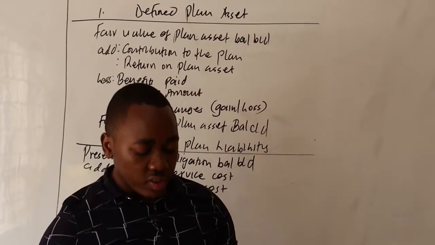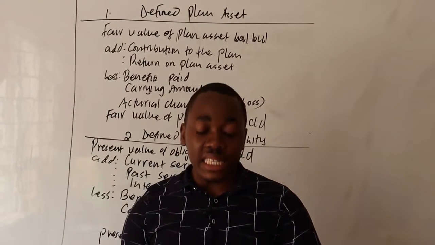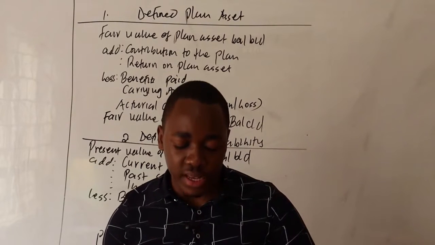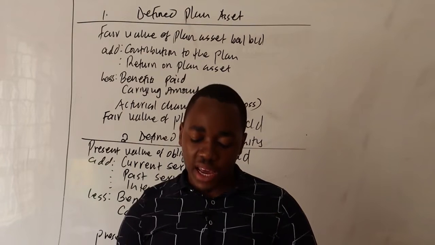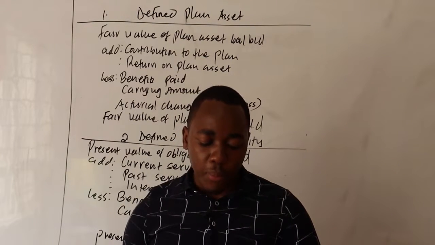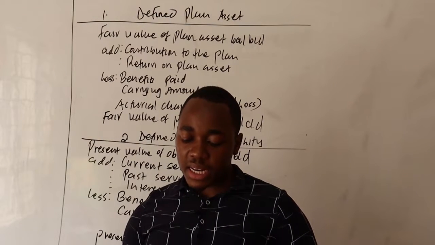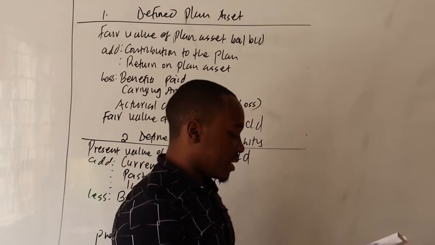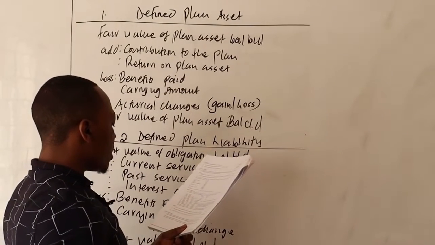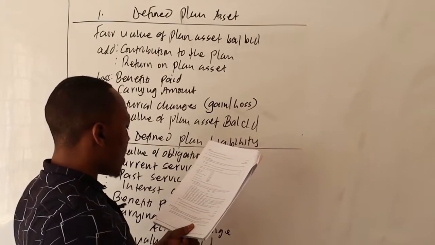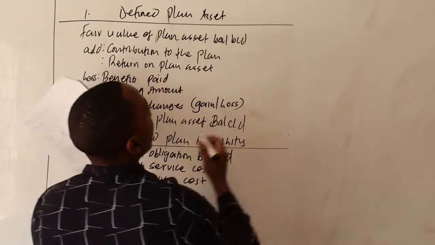And we are told that Volta Limited operates a defined retirement benefit plan for its employees. On 1st January 2014, the fair value of the pension plan asset was 2.6 and the present value of plan liability was 2.9. So let's fill that. The fair value of plan asset, balance brought down, you are given was 2.6.